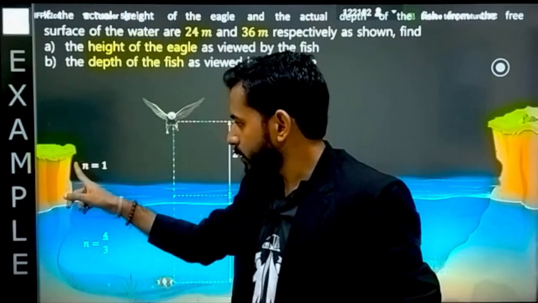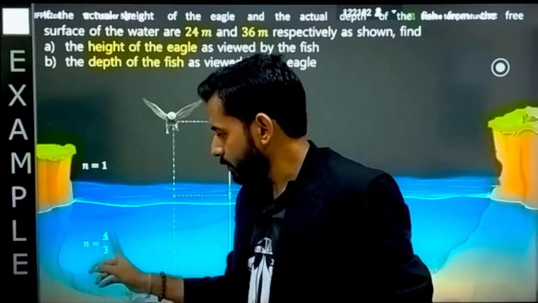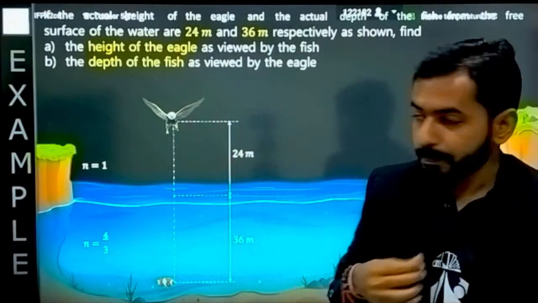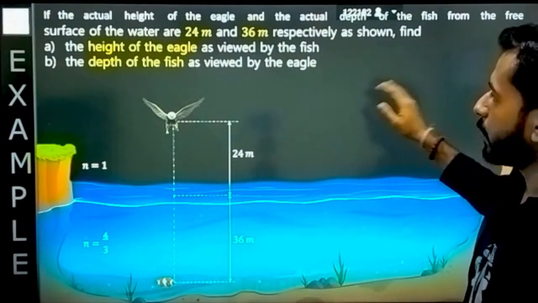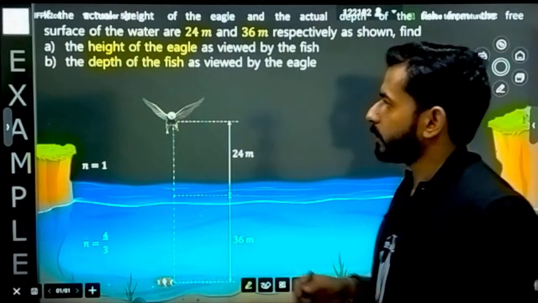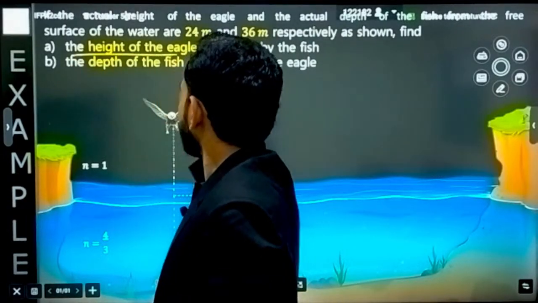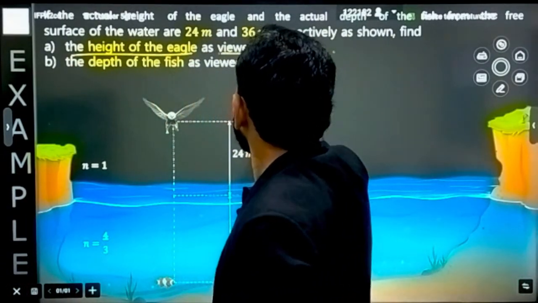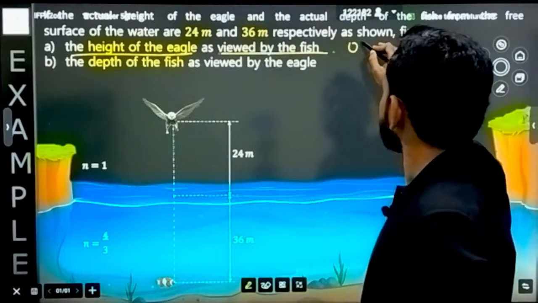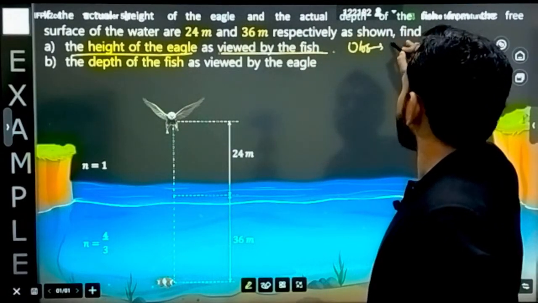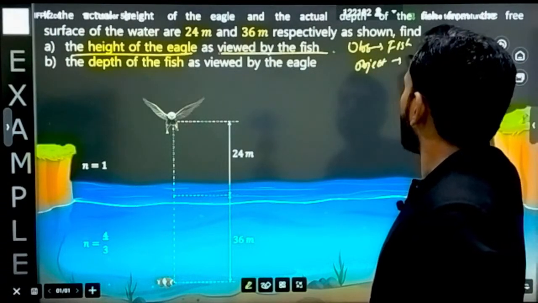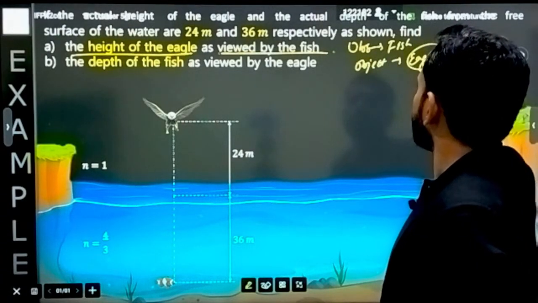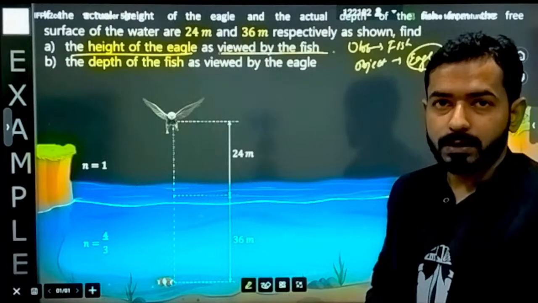And the refractive indices are also mentioned. N is equals to 1, that is air, and N is equals to 4/3, that is water simply. But the question is, what is the height of the eagle as viewed by the fish? What is the height of the eagle that is viewed by the fish? That means, tell me, who is the observer? Observer is the fish, and who is the object? Object is the eagle.